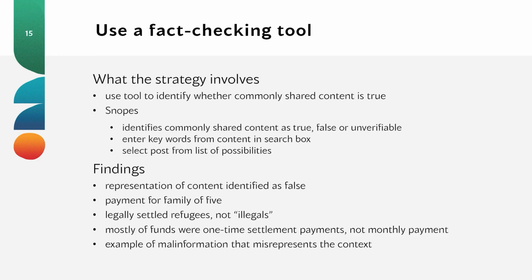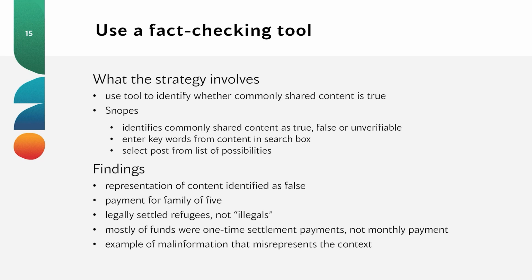The second step in tracking down the truth is using a fact-checking tool. Fact-checking tools can be used to identify whether commonly shared content is true. One example of a fact-checking tool is Snopes. Snopes is a member of the International Fact-Checking Network. Members of this network have guidelines in place to monitor whether their analysis is reliable, transparent, nonpartisan, and fair. Snopes provides analysis on whether posts are true, false, or unverifiable due to a lack of evidence. It also provides the source of the post and the strategies Snopes used to identify whether it is true or false.